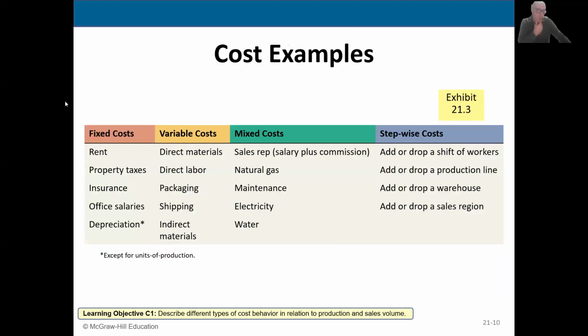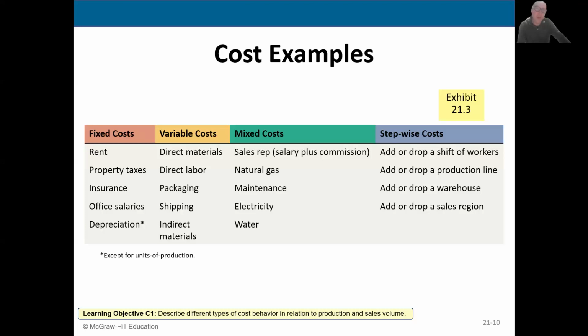Here are some examples for each one. Fixed costs are costs that do not change regardless of the level of output. That would include things like rent, property taxes, insurance, office salaries like managers, supervisor salaries, and depreciation expense. For variable costs, these are costs that do change with the level of output, and they also include the variable cost components of manufacturing a product. This would include things like direct labor, direct materials, packaging, shipping, indirect materials.